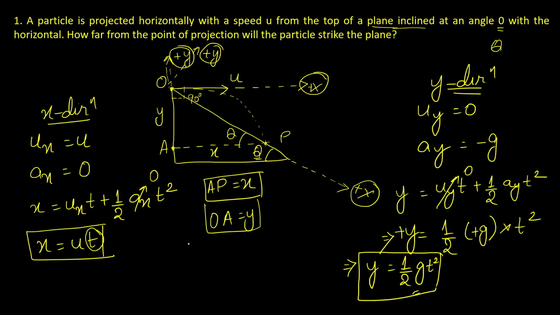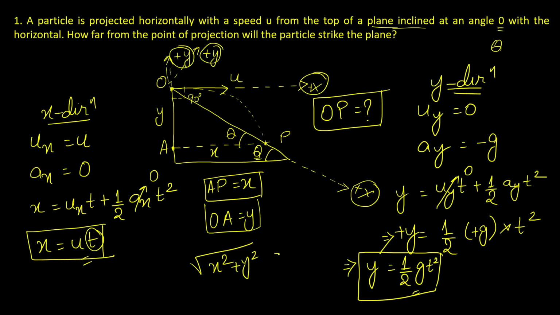So this is y and this is x. And this question is asking us to calculate OP. OP is equal to what? As is clear just by reading the question, how far from the point of projection will the particle strike the plane? That is OP. Now from here you can easily see that this is a right angle triangle. So for finding OP, that will be nothing but the square root of x square plus y square. It's pretty much clear.